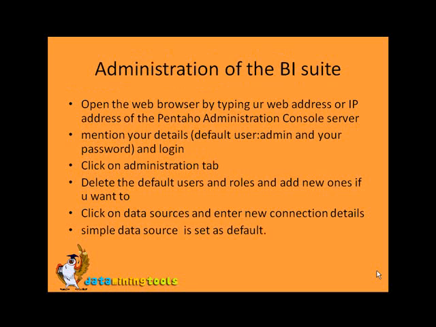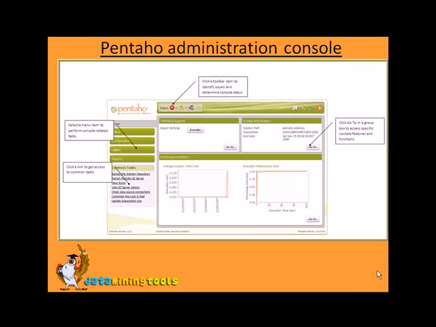So how is the administration of BI Suite done? On Windows, just click on Administration Console Server icon or Enterprise Console Server icon to open the website. Otherwise, we'll have to open the web browser and type in a web address or IP address that was provided in beginning of installation. So here mention your details like username and password and login. This is how Pentaho's administration console looks like.